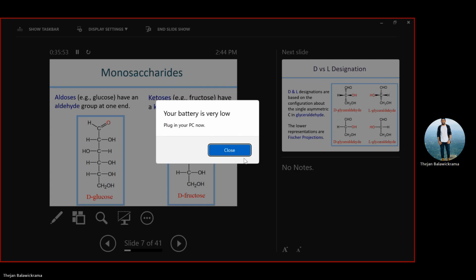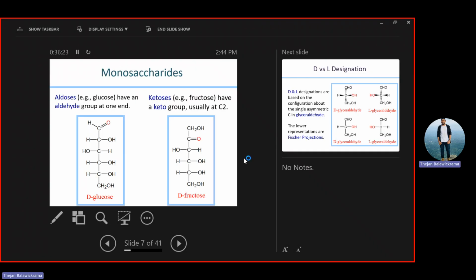Right? This is battery low. Yeah, whose laptop is this? Charging it.